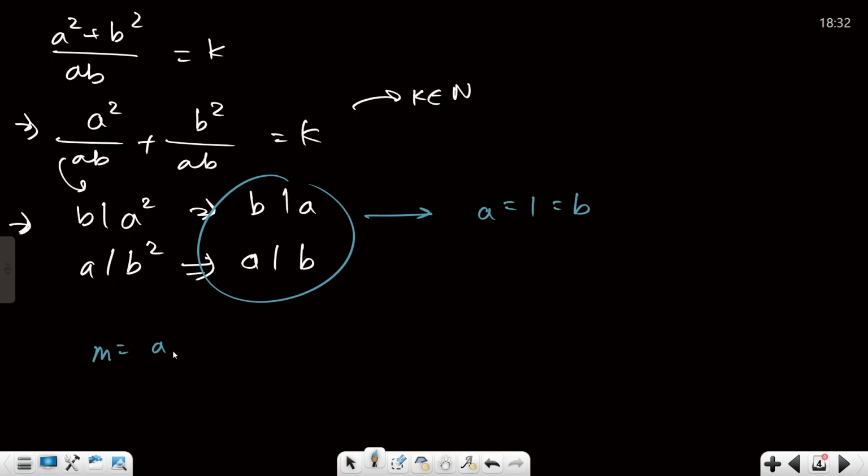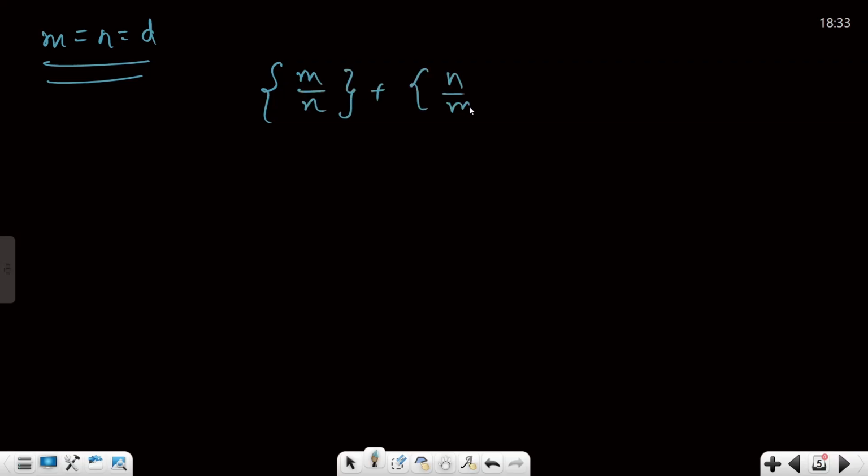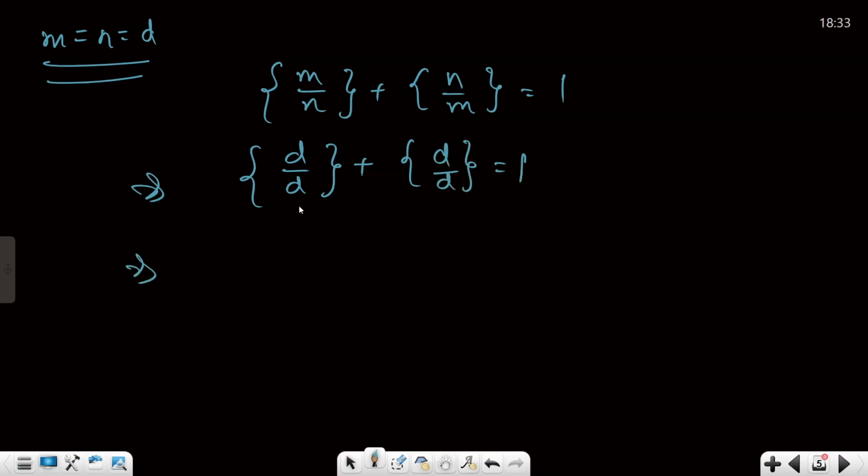So m is equal to ad, which is d, because a is 1, and n is equal to bd, which is d, because b is also equal to 1. So m is equal to n is equal to d. Let's write it now. m by n plus n by m is equal to 1, and this is going to be d by d plus d by d is equal to 1. Now this is 1, this is again 1.